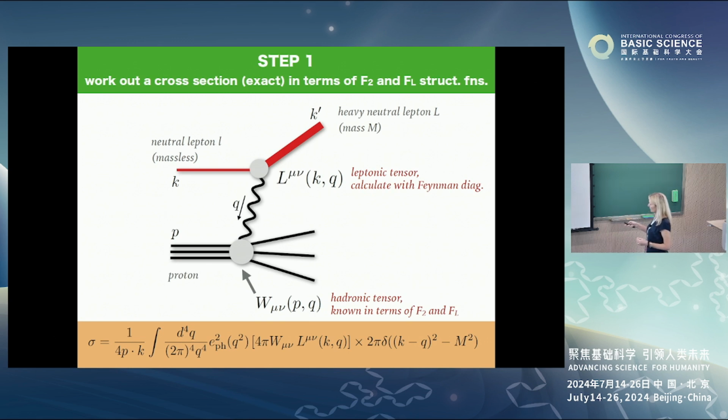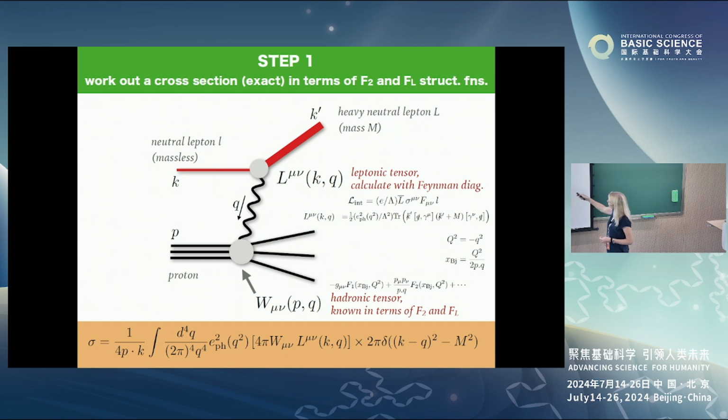So the first step is you look at this process. Let me show you directly. The type of interaction that we chose is this magnetic dipole interaction. This is a dimension 5 interaction, so it's suppressed by a high scale lambda. We take neutral leptons, a massless one and a massive, heavy neutral lepton. The nice thing about this is that because it's neutral, all higher order interactions are suppressed by the scale lambda. So what you can compute is exact up to higher powers in 1 over lambda.